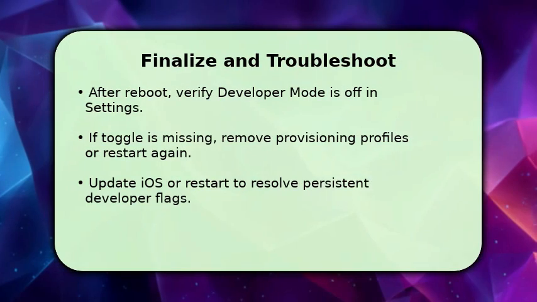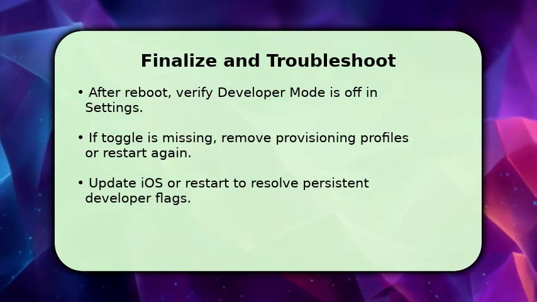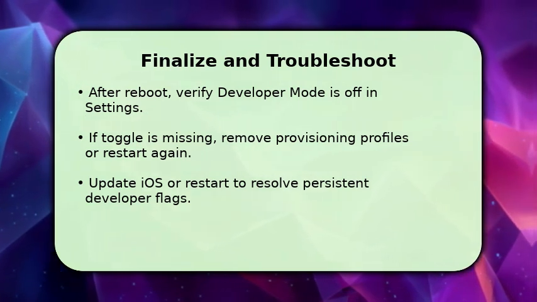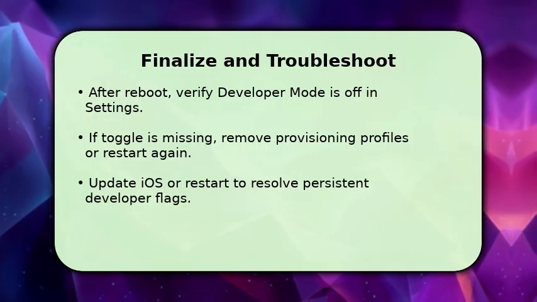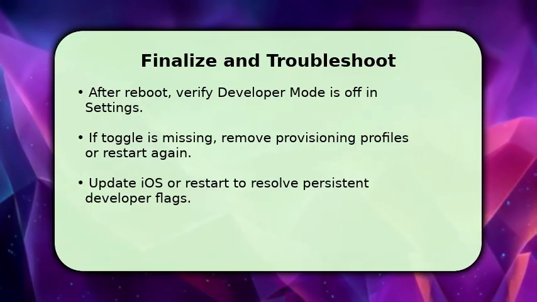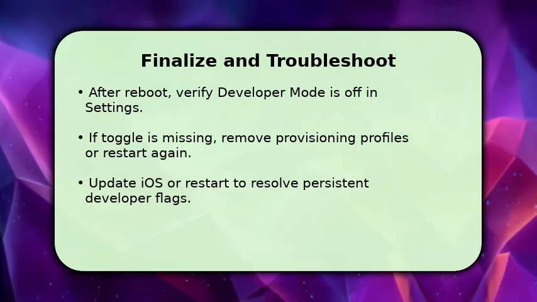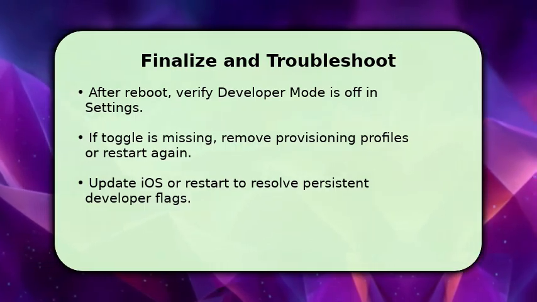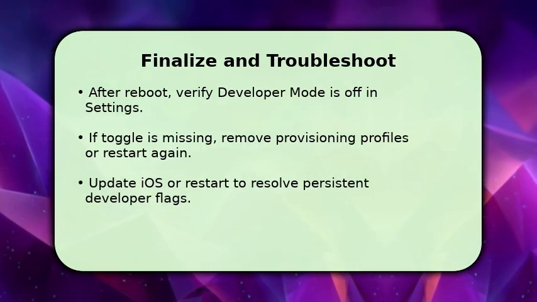Once your device restarts, go back to Privacy and Security to verify developer mode is off. You should not see the runtime prompts or the toggle enabled. If the toggle is missing or developer mode persists, remove any provisioning profiles in Settings, General, VPN, and Device Management, and restart again, because those profiles can re-enable developer behaviors.